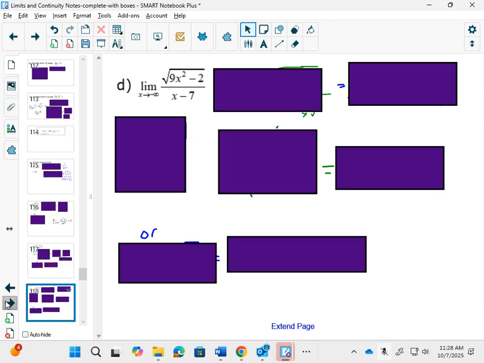In the video, they say interesting things happen with square roots. Okay? Because again, the biggest thing on the top is the 9x squared. The biggest thing on the bottom is the x.